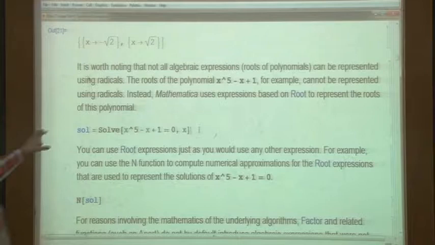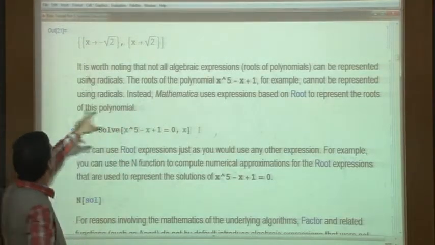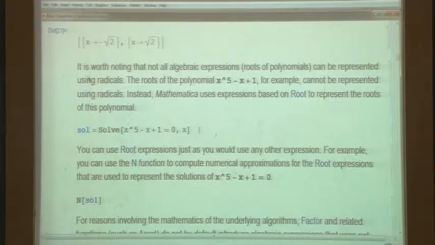Yeah, so it is worth noting that not all algebraic expressions, roots of polynomials, can be represented using radicals. For example, fifth degree, right? Cannot be represented using radicals. There was a famous French guy who died very young. No. No. Galois, yeah, okay, very good, yeah. Anyway, don't worry.